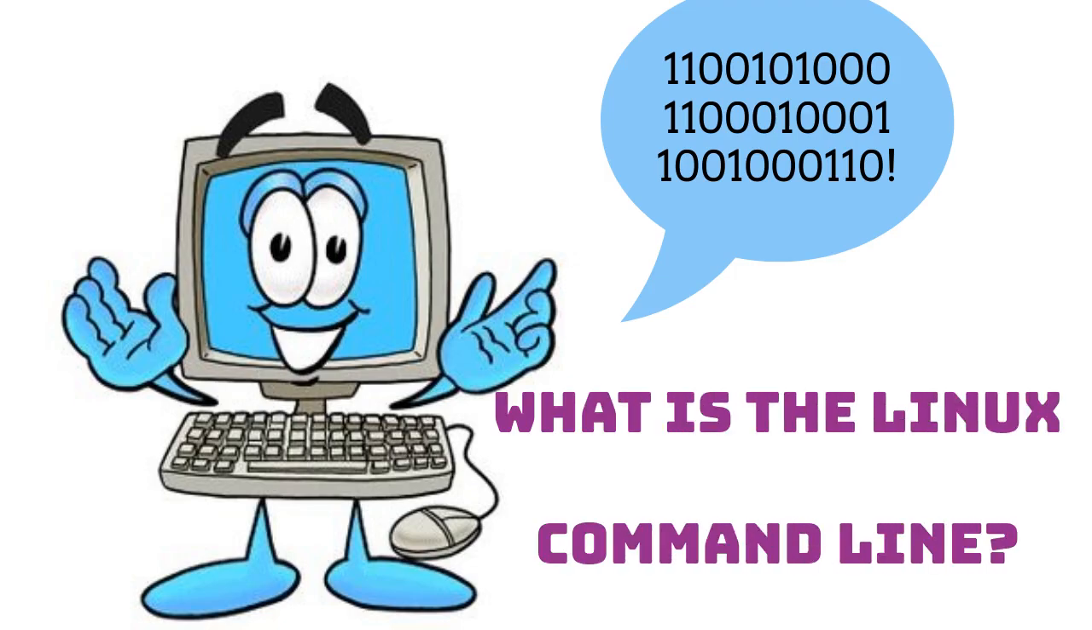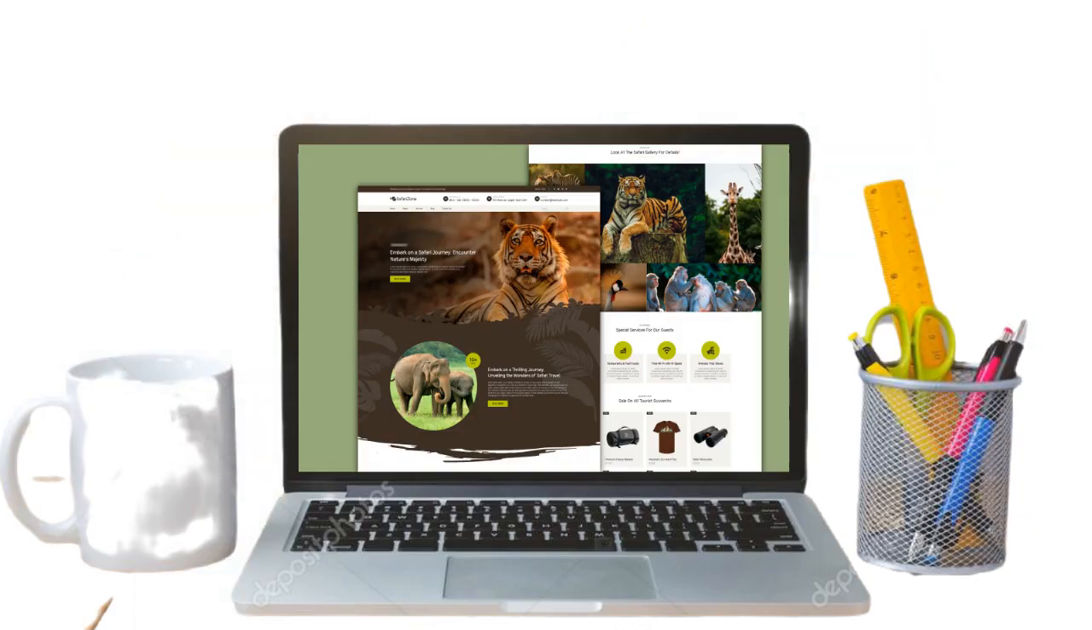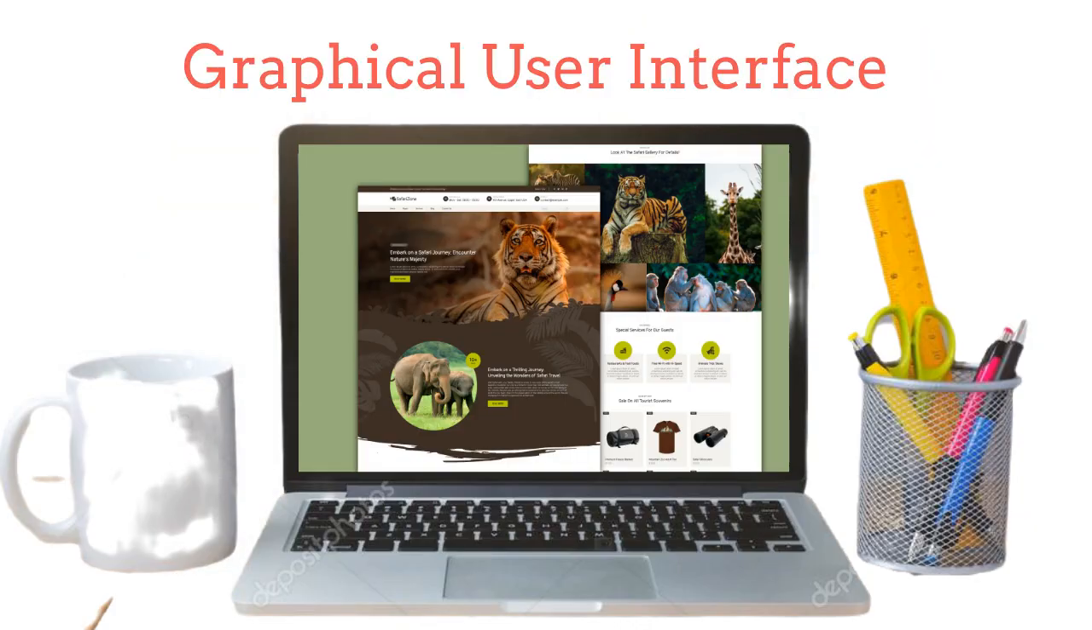Computers don't speak human. Most of us are used to interacting with computers through a user interface that is organized to appeal to the human brain. It's colorful and uses buttons and menus that don't require much learning. This interface is called a graphical user interface.